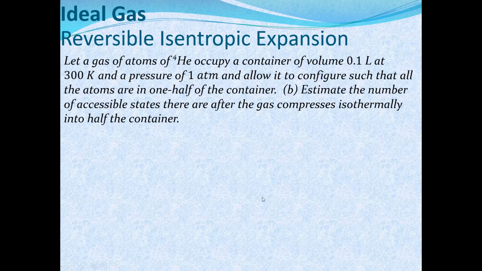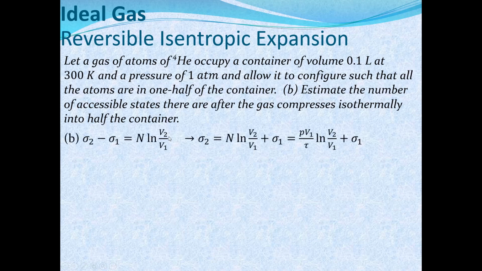All right. So it's compressing isothermally, and they want us to find the accessible state. So again, we're going to use the equation that we have for the entropy. So we know that the change in entropy is equal to this relationship. So we already had the entropy in the first case. Now we just need to do entropy in the second case. So solve for that. Plugging the numbers in, again, replacing the n term with the ideal gas law.